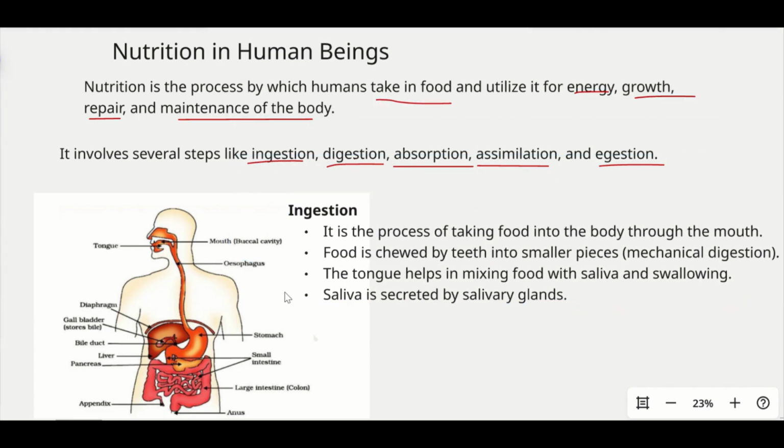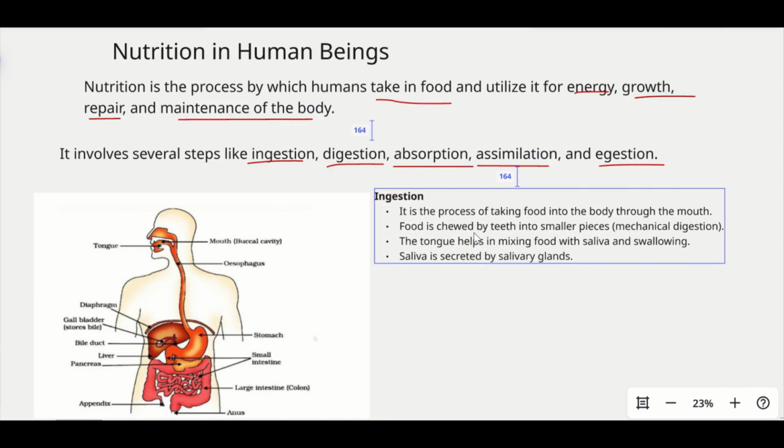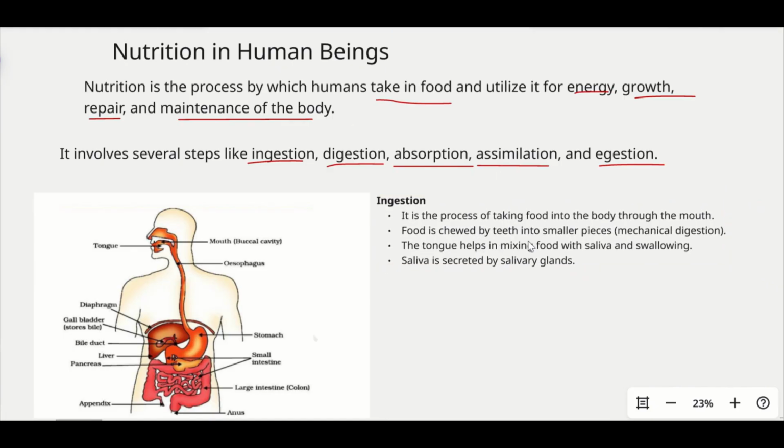So what is our first step? Food is chewed by teeth into smaller pieces. That is what we call mechanical digestion. And the tongue helps in mixing food with the saliva, which helps with swallowing as well. That is the duty of the tongue. Saliva is secreted by the salivary glands. There are glands inside our mouth called the salivary glands that help secrete the saliva. Clear? So that is what we call ingestion, the intake of food.